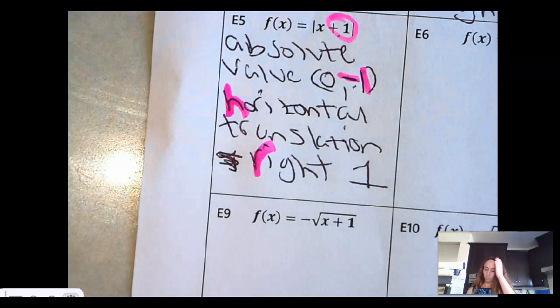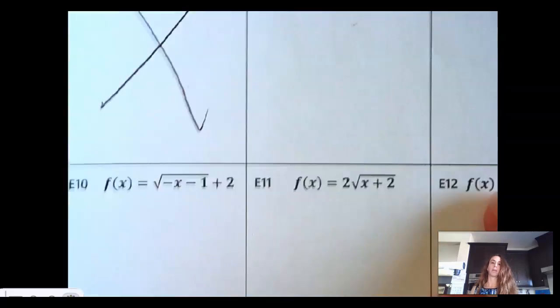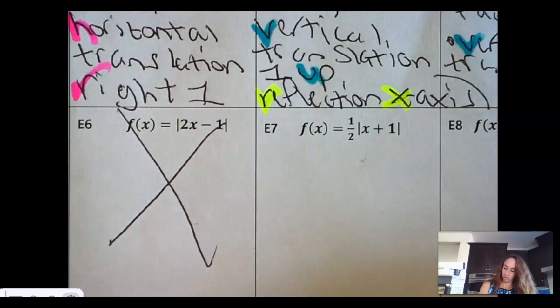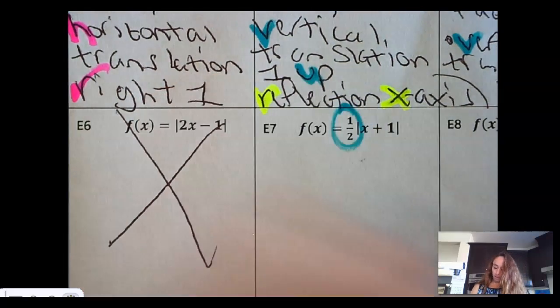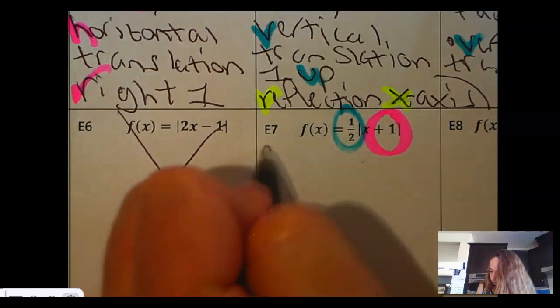Okay. I'm going to skip this one for now because I don't care right this second. Let's go to the next one. All right. On the outside, blue. On the inside, pink. Absolute value.